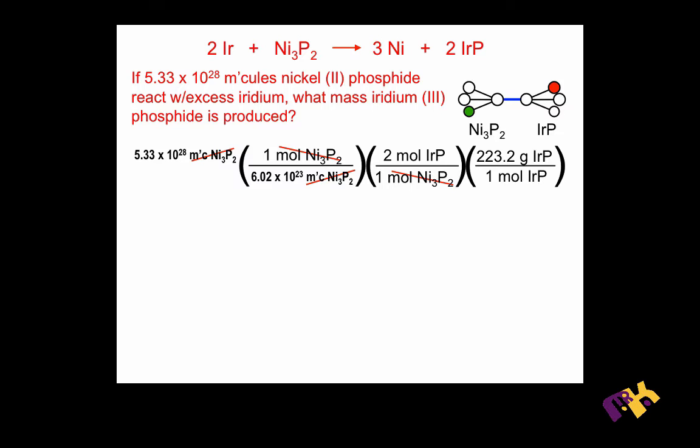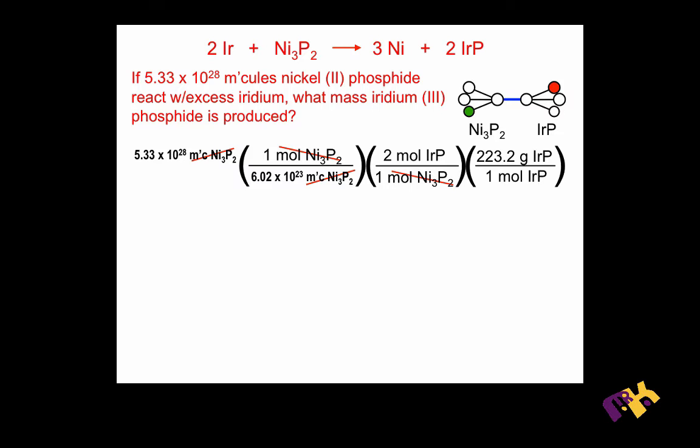But all right. So for the first one, we start with what we're given. We're given the number of molecules of the iridium. Or no, sorry, the nickel 2 phosphide. We're going to start with that. We need to convert it into moles of it because we need to eventually cross the molar bridge, I suppose, from one reactant to the other.